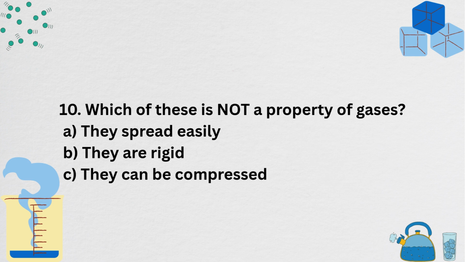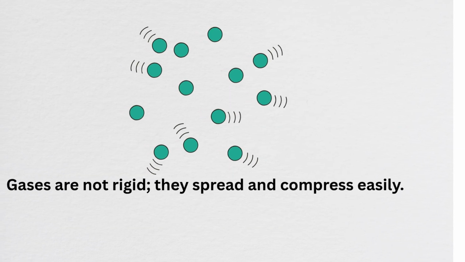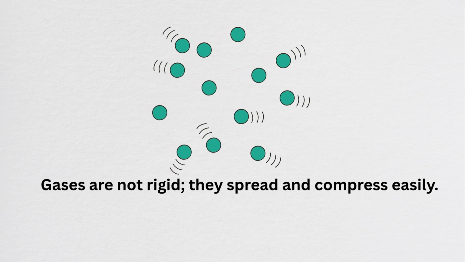Which of these is not a property of gas? They separate easily, they are rigid, they can be compressed. Gases are not rigid, they spread and compress easily.